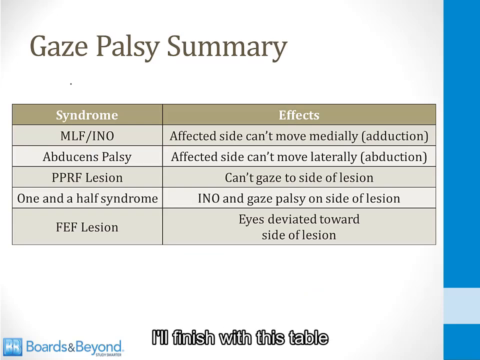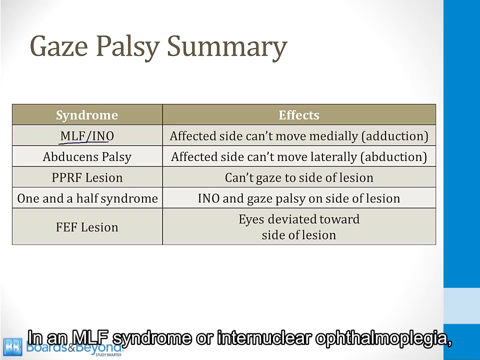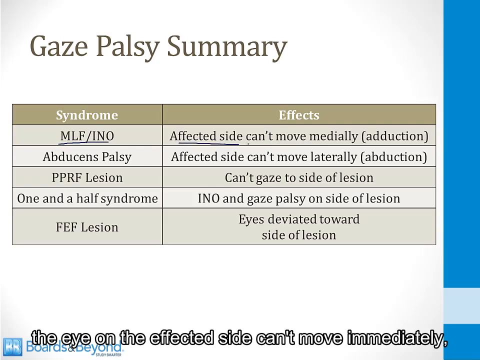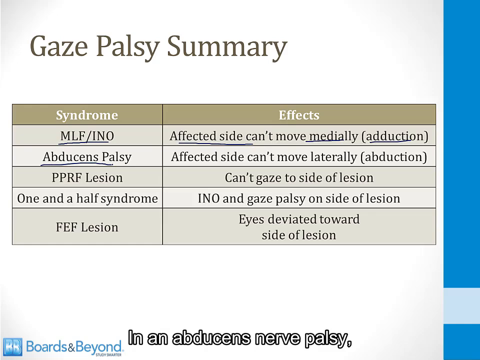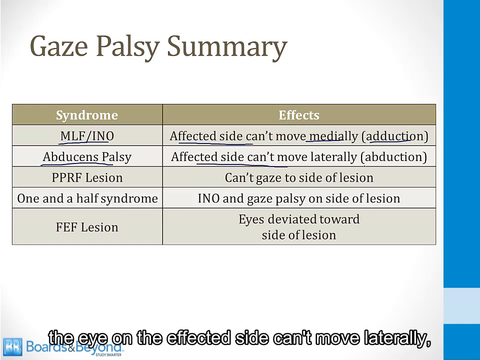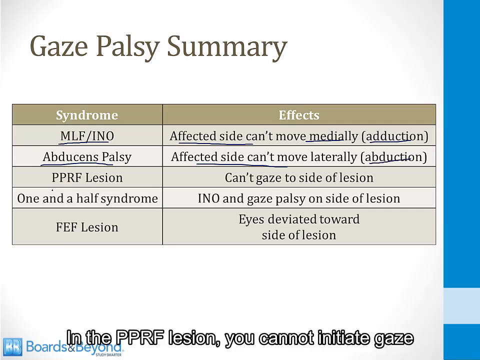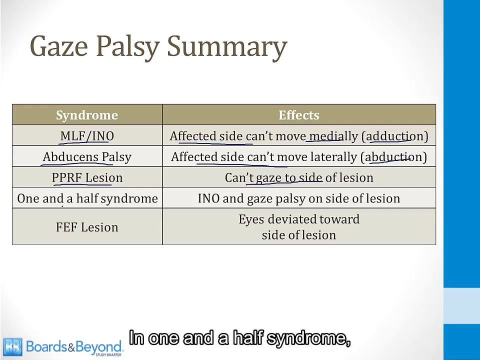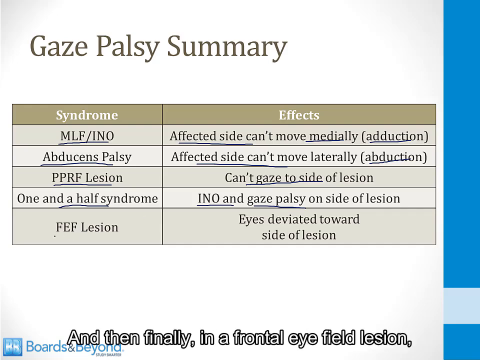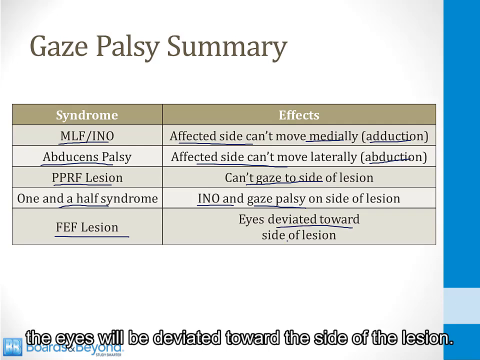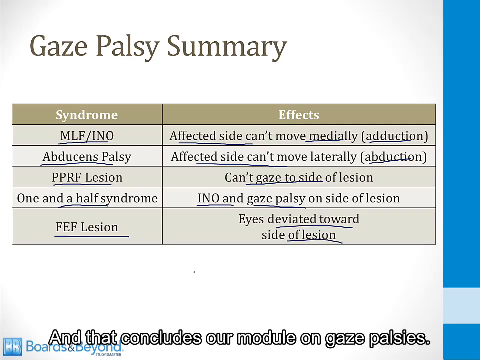I'll finish with this table summarizing the different gaze palsies we've reviewed in this video. In an MLF syndrome or an internuclear ophthalmoplegia, the eye on the affected side can't move medially, in other words, can't perform adduction. In an abducens nerve palsy, the eye on the affected side can't move laterally, in other words, can't perform abduction. In a PPRF lesion, you cannot initiate gaze toward the side of the lesion. In a 1.5 syndrome, patients develop that complicated internuclear ophthalmoplegia and lateral gaze palsy on the side of the lesion. And then finally, in a frontal eye field lesion, the eyes will be deviated toward the side of the lesion. And that concludes our module on gaze palsies.